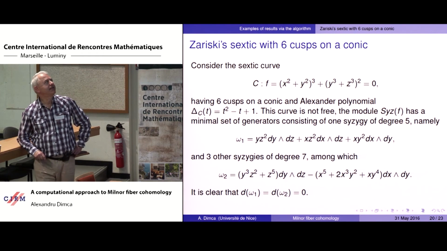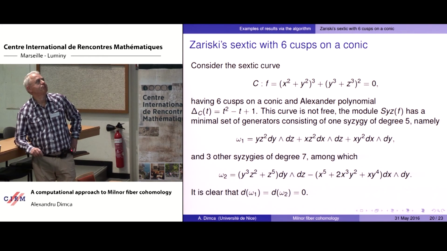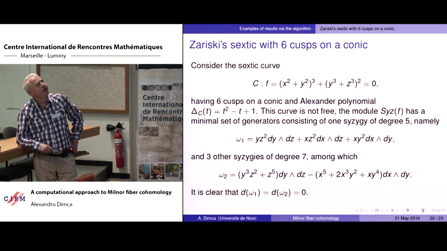Okay, so this is a classical example in algebraic geometry. We have a sextic with 6 cusps on a conic, and everybody knows that it has an Alexander polynomial of this type. And this curve is not free. So this module is complicated, has a minimal set of generators with 1 syzygy of degree 5, which is this, and 3 syzygies of degree 7, among which this one. And if you check, both of them verify this.